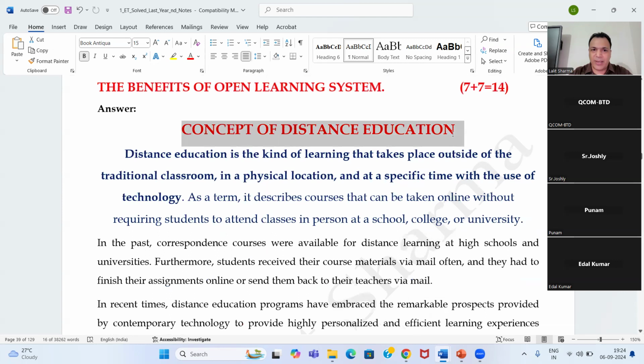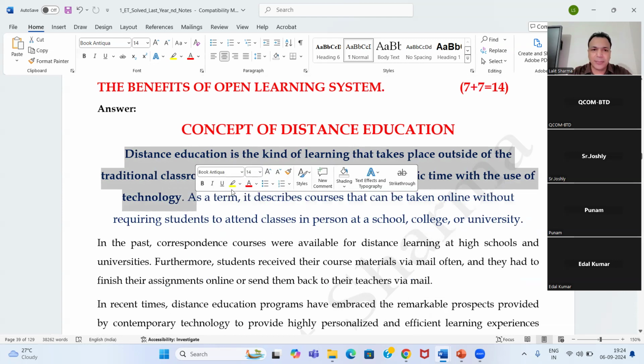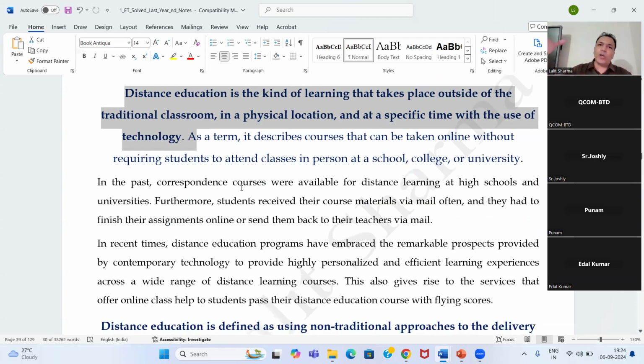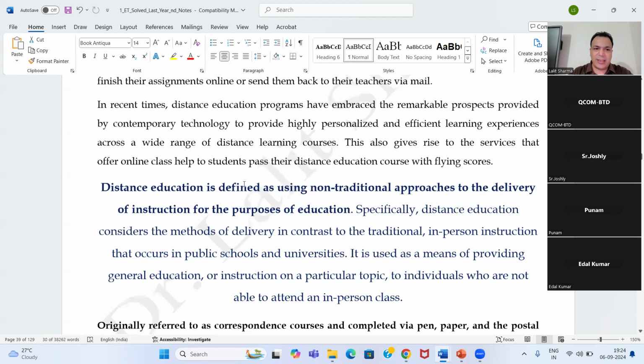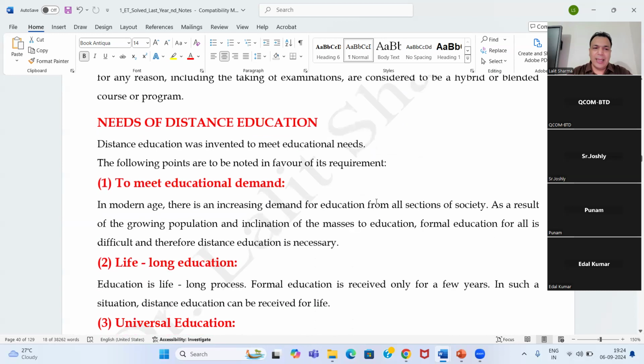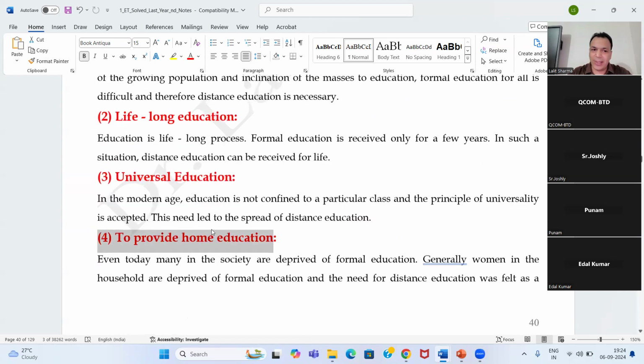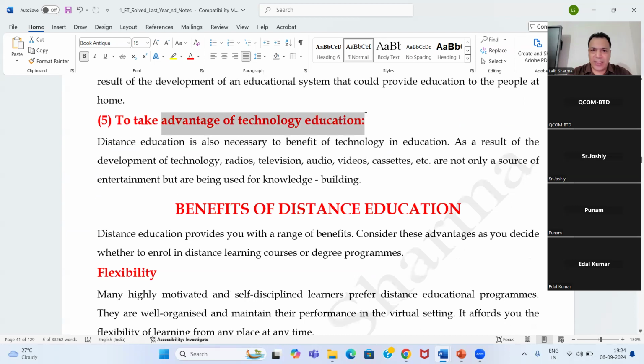Okay, first we understand the concept of distance education. Distance education is a kind of learning that takes place outside of the traditional classroom, in a physical location and at a specific time, with the use of technology. Those who cannot come into the class, we provide the distance education courses. Distance education is defined as using a non-traditional approach to the delivery of instruction for the purpose of education. What is the need of distance education? To meet the educational demand, lifelong education, universal education, to provide home education, to take advantage of technology in education.